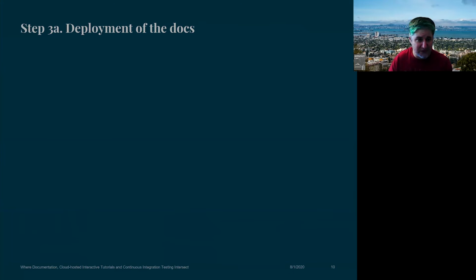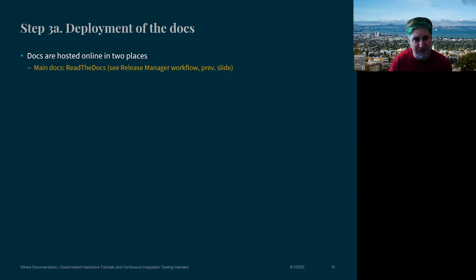So next I'll talk about how we deploy these documents. So the first mode is to deploy them online. And we actually do this in two places. The main docs, as I might have mentioned, we use something called Read the Docs, which is the common hosted environment for Python documentation and others, as from the release manager workflow.